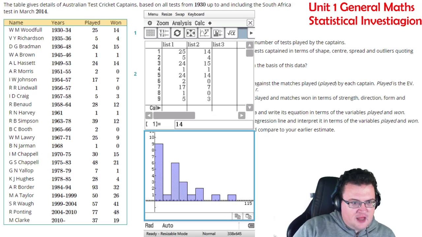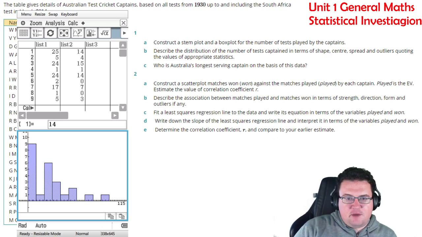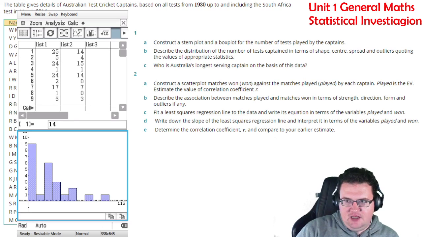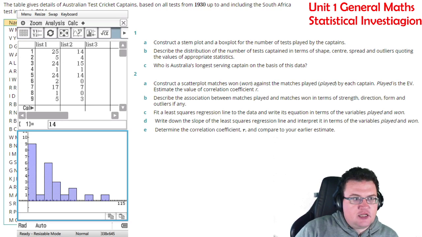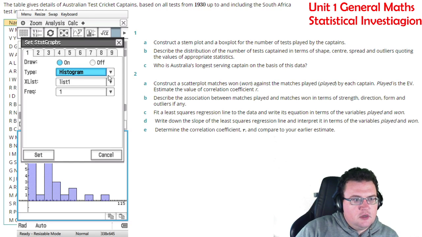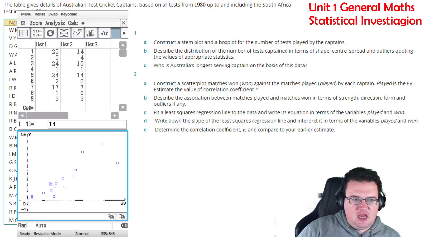All right, so now that we've got this data in here, let's do some bivariate data analysis with it. Construct a scatter plot of matches won versus the matches played. Played is the EV. So EV means that it's going to be my x-axis. All right, so I'm now going to go onto my CAS. Sorry, not calc. I'm going to do scatter plot. And along the X list, I'm going to put my played, and my X2 is going to be my 1. And I draw my graph, and it looks something like this.